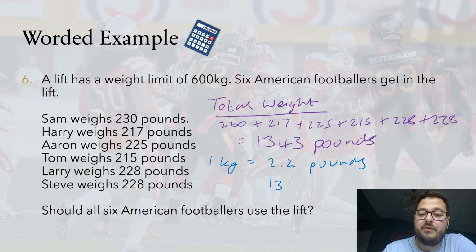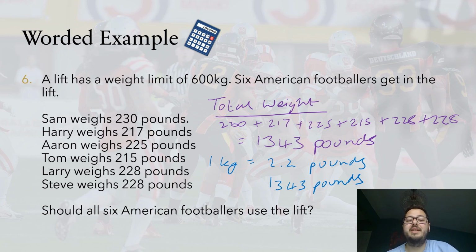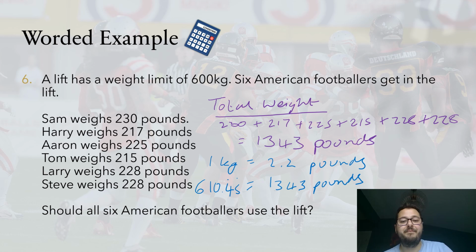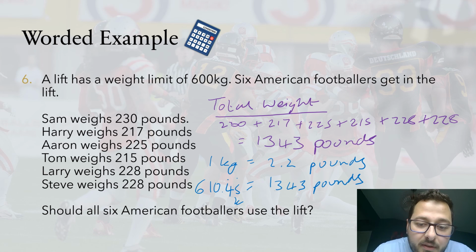So 1,343 pounds. We want to divide it by that 2.2. So again, we can use our calculator. So 1343 divided by 2.2. And that gives us 610.45, and that's recurring, and that's kilograms.